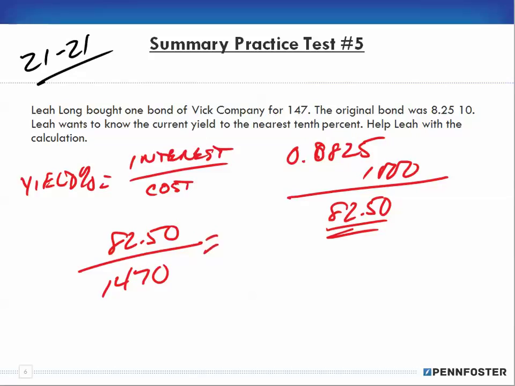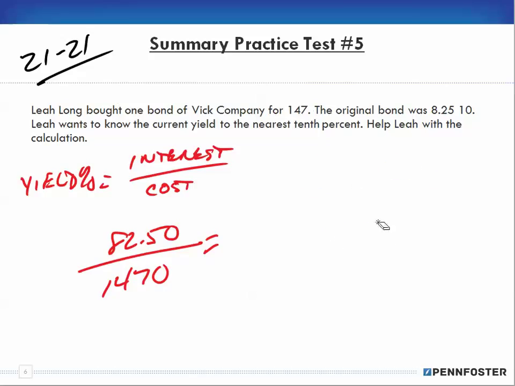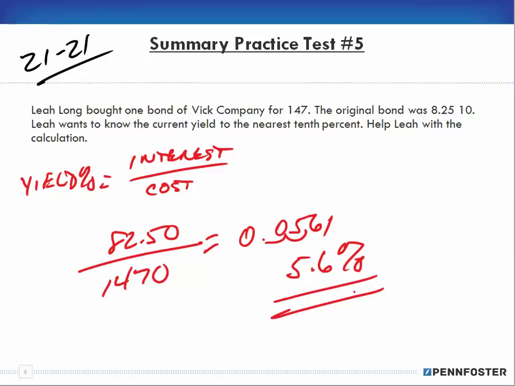But where we stand right now, we have the 8250, and we're dividing it by the cost of the bond, which is 1470. When I do that math, dividing by 1470, I end up with 0.0561, and to the nearest 10%, I have 5.6%. That's number 5.